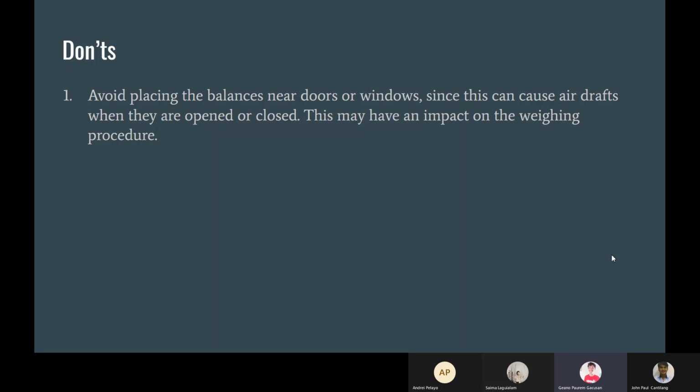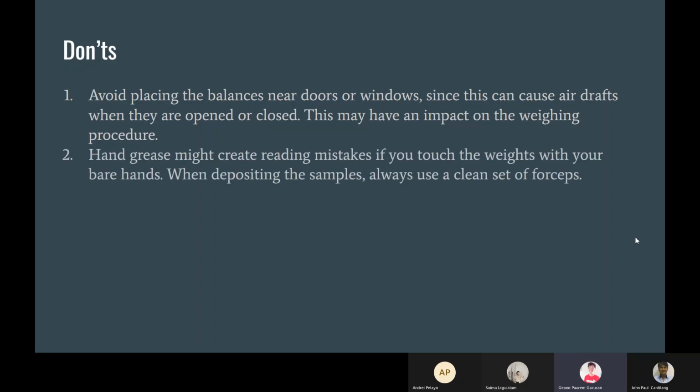Don'ts. Number 1. Avoid placing the balances near doors or windows since this can cause air drafts when they are opened or closed. This may have an impact on the weighing procedure. 2. Hand grease might create reading mistakes if you touch the weights with your bare hands. When depositing the samples, always use a clean set of forceps.